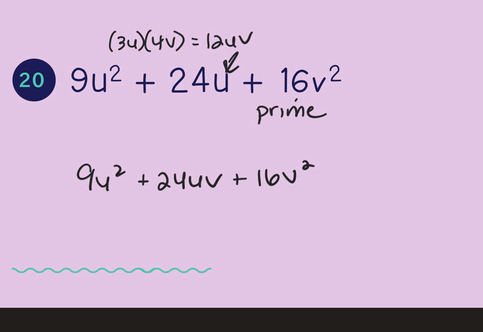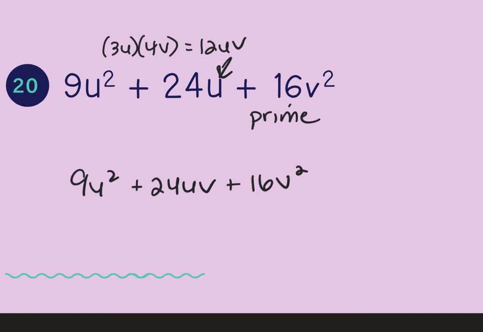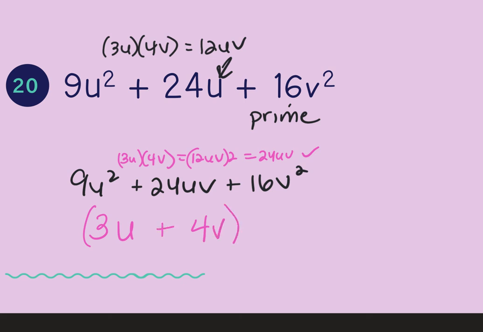Wait, let me finish this one out. So if it did have both in the middle, this would be 3u times 4v, 12uv times 2 would give me 24uv, and that works. So then I square root the first term, which is 3u. I square root the last term, 4v. I take the sign from the middle and I put it in the parentheses and square it. So if there is a variable on the front and the back, as long as they're both raised to an even power, they're still perfect squares. You just square root them.